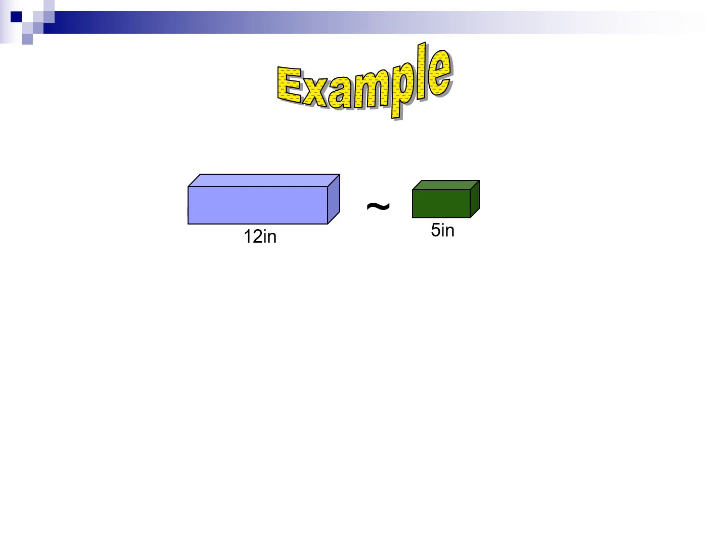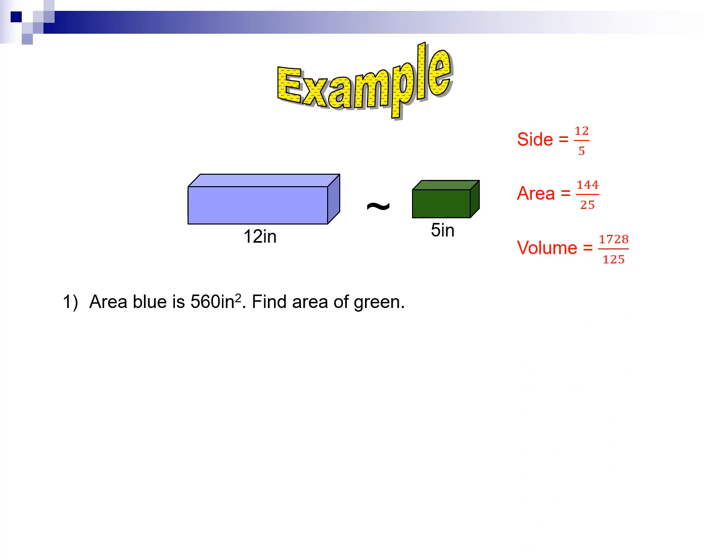All right, let's take a look at this blue rectangular prism and this green rectangular prism. They are similar. First, they give you the area of the blue one, and they're asking you to find the area of the smaller one. Before we can do this problem, let's go ahead and list out all of the ratios. The side ratio is 12 to 5. The area ratio is 144 to 25. And then the volume ratio is 1,728 to 125.